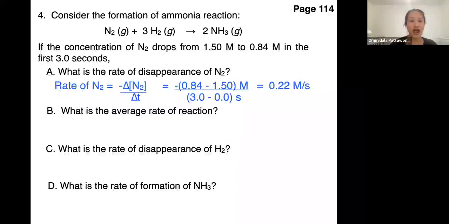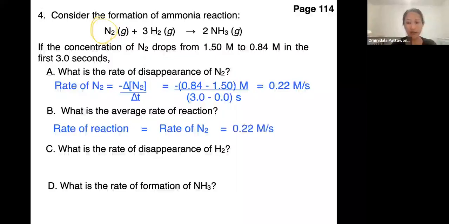Okay, so now for the average rate of the reaction, remember the average rate of reaction has to be per 1 mole, right? So in this case, you already know that nitrogen is already 1 mole. So that means the rate of reaction would equal the rate of the nitrogen. Okay, so it's going to come out equal to 0.22.